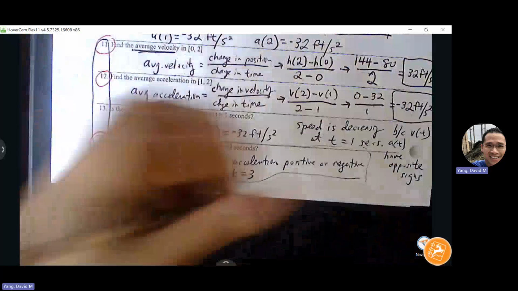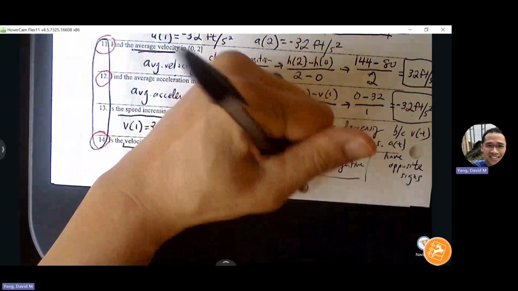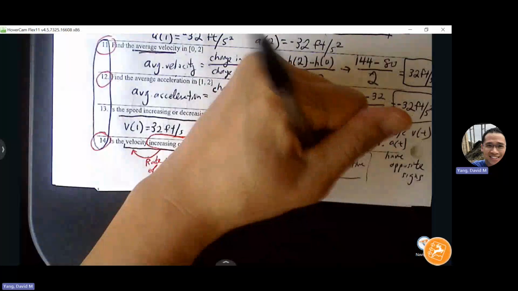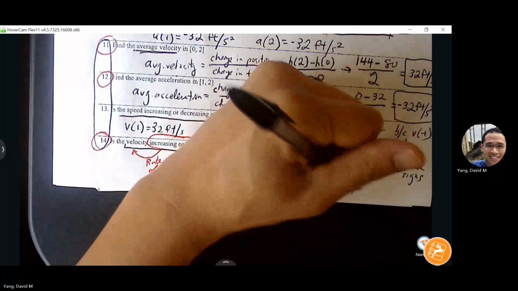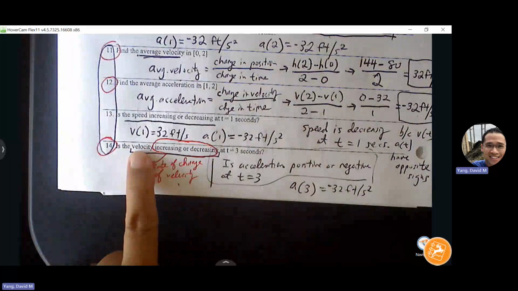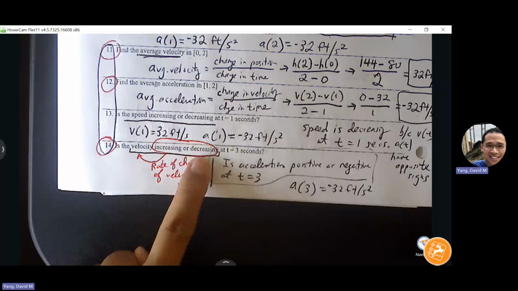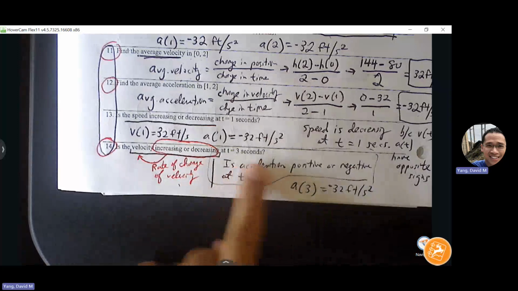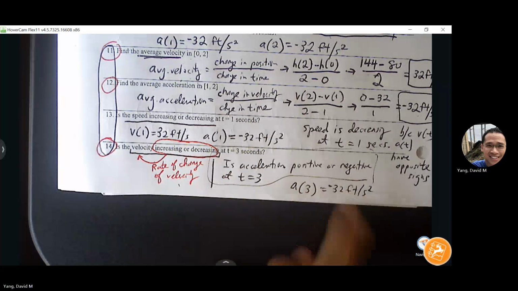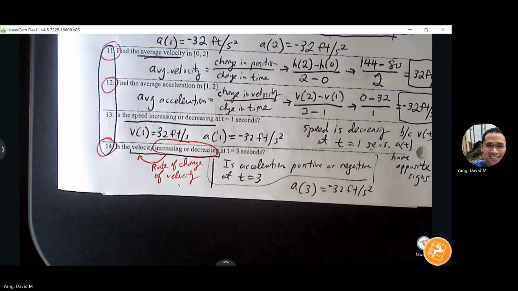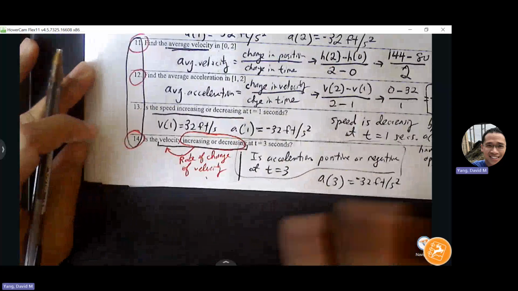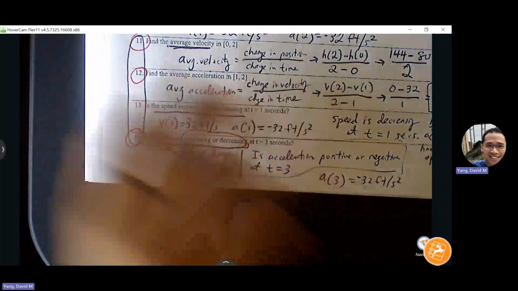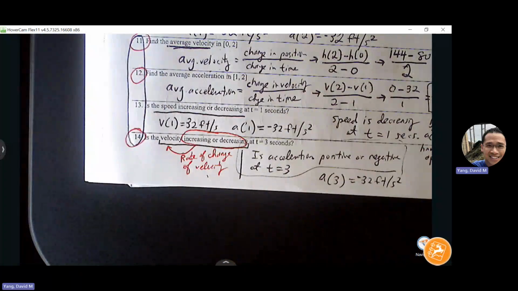So what's the answer there? Acceleration at 3 is what? Negative 32. Which means that the velocity is what? Decreasing. Yeah, velocity is decreasing at t equals 3 because acceleration is less than 0. So let me write that out again here.